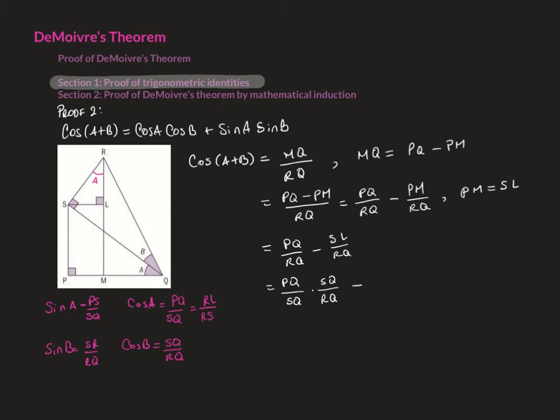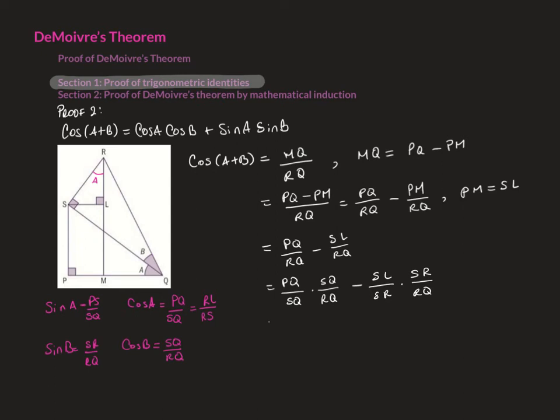Now for the second fraction, we are going to look at the small triangle, and we notice that SL over SR is the sine of A. Similarly, this RQ is related to the sine of B, also through SR. So for the second fraction, we are going to multiply and divide by SR. So SL over SR times SR over RQ.